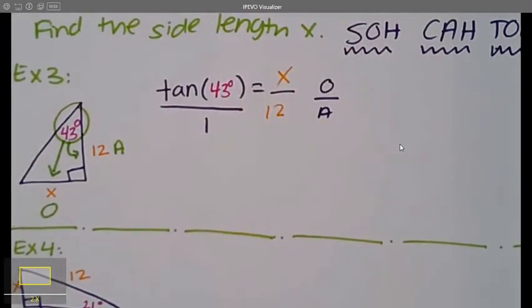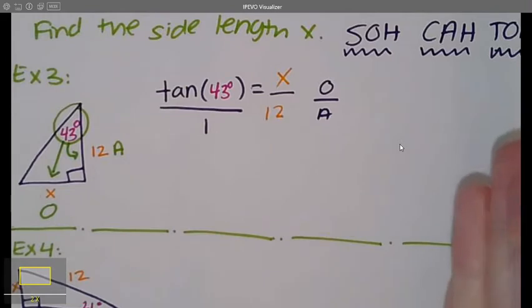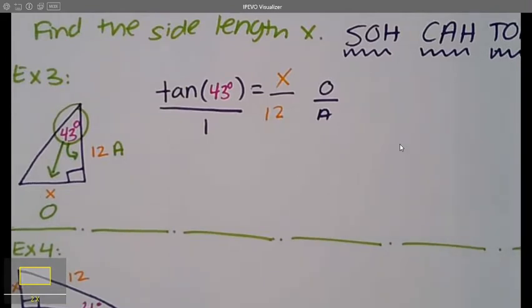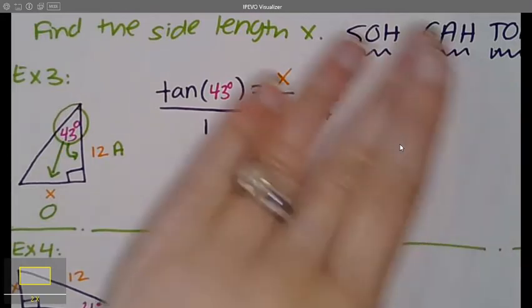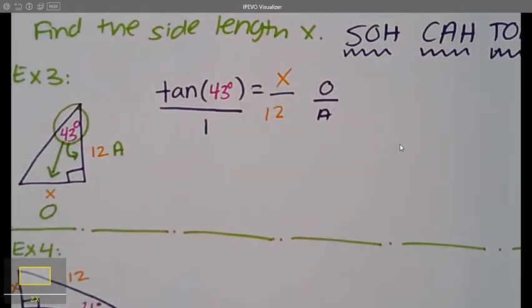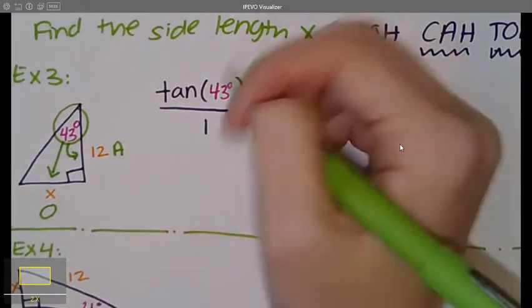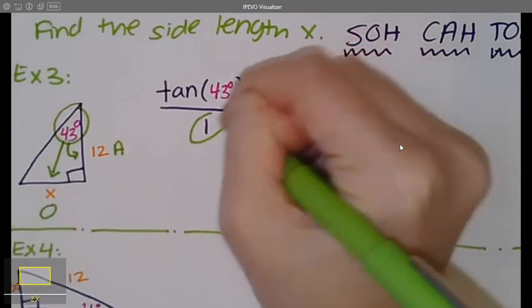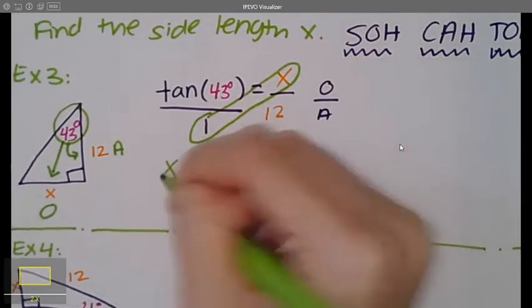Do you guys remember when we have a fraction equal to another fraction, how do we solve? We cross multiply. So if you like cross multiplying, then you're going to love trig functions, because we're going to be cross multiplying all day long. Okay, so let's get started. I'm going to start by going this way. I'm going to multiply the 1 to the x, so 1 times x is x.